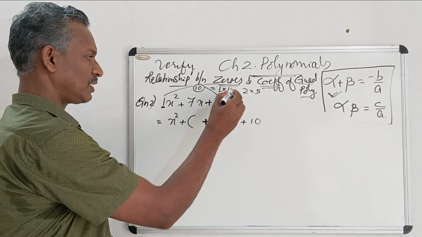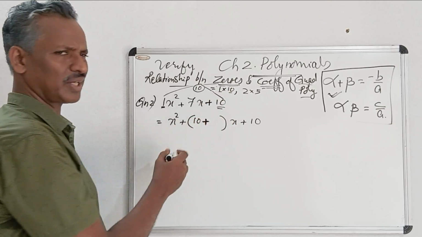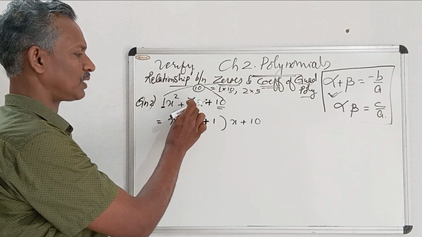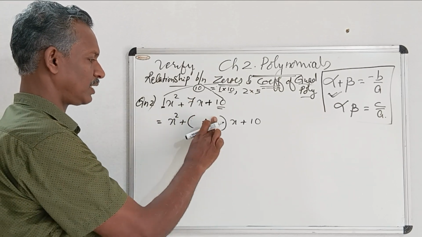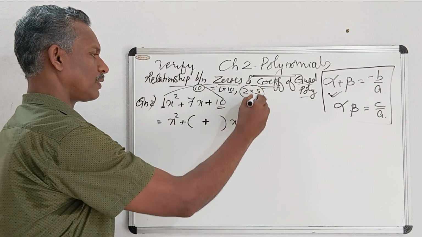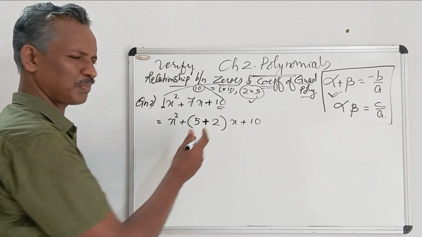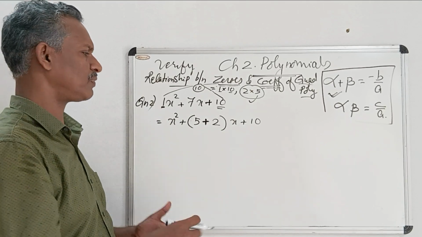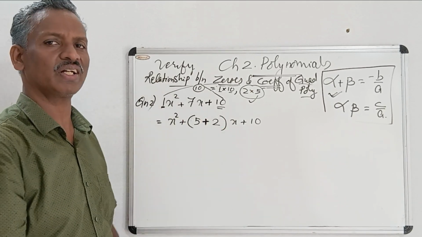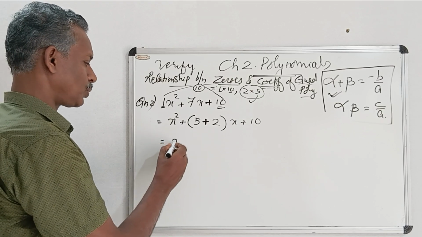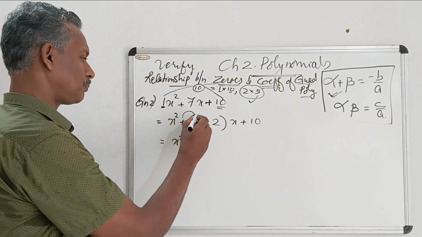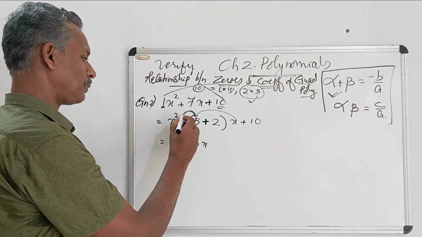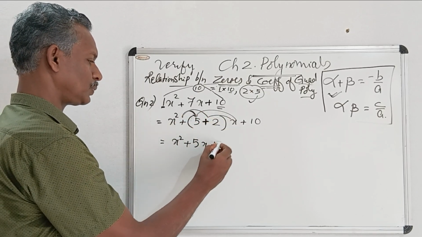If you write 1 and 10, always try to write the big one first and the small one next. 10 plus 1 is 11, but we need 7. So this is not the right pair. So this is the right pair, write 5 plus 2. In plus, any order we can write, but for all we are following the same rule. For everyone we write the big one first and then the small one next. X square, then open the bracket with plus. Plus into 5 into x, that is plus 5x. Plus into plus 2 into x, it is plus 2x, plus 10.